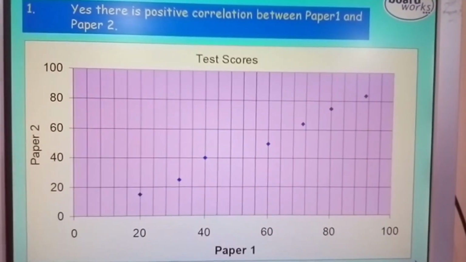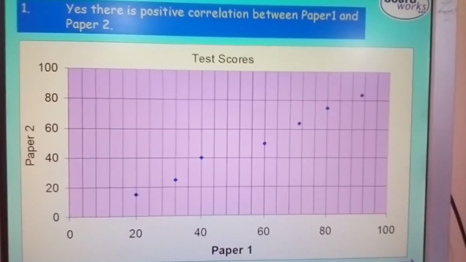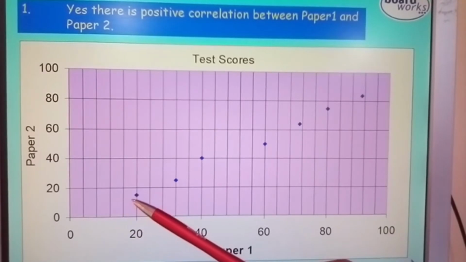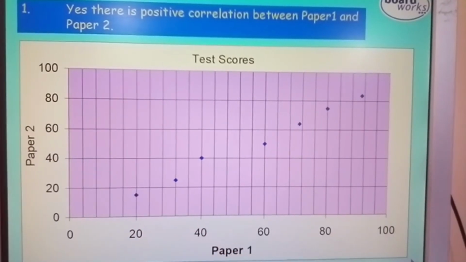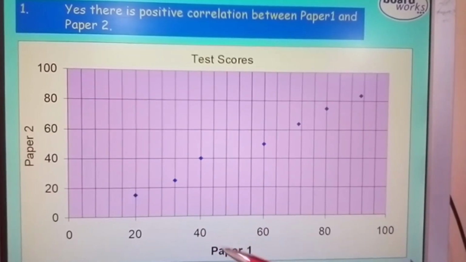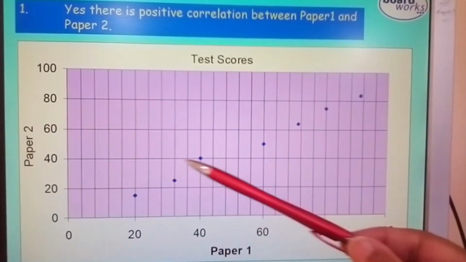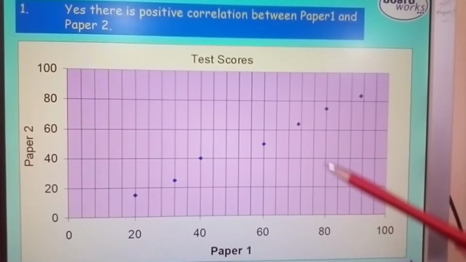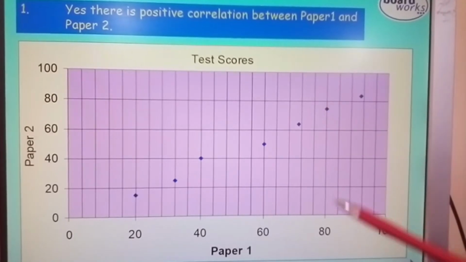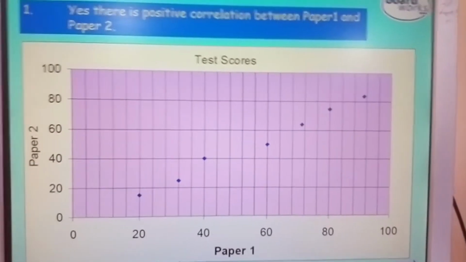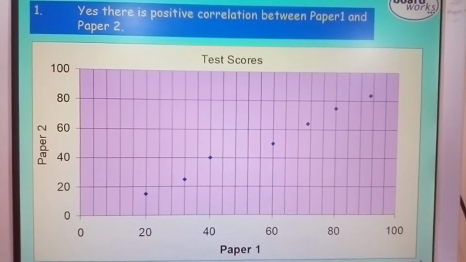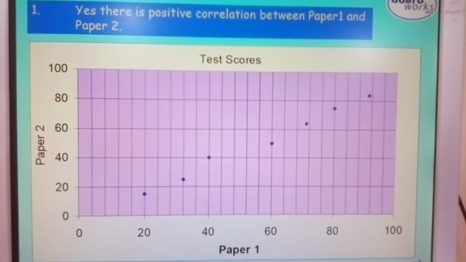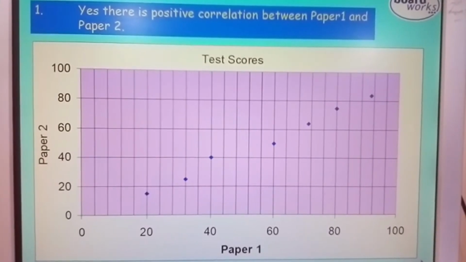Yes, there is positive correlation between paper 1 and paper 2. You can see in paper 1 we have 20, and paper 2 has almost a similar mark. Paper 1 against paper 2 correlates near enough here. So yes, there is positive correlation, and you can see it is rising in respect of each paper in turn.